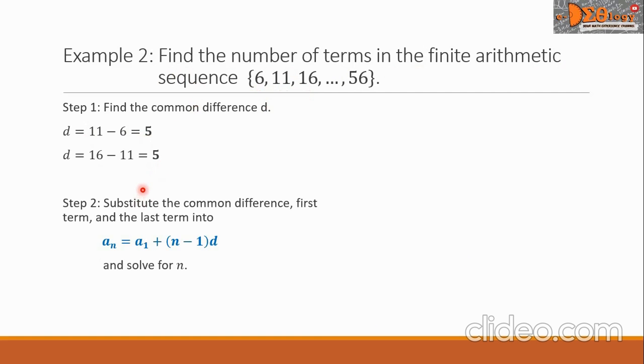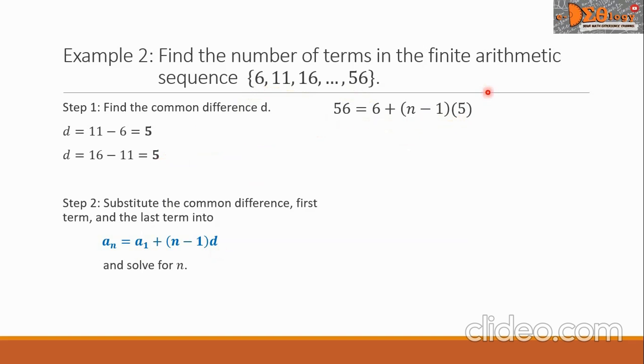Step 2, we will substitute the common difference, the first term and the last term respectively, into the general term formula. A sub n is the last term, that is 56. A sub 1 is the first term, and that is 6. So we have now here 56 equals 6 plus the quantity n minus 1 times the d. So we will use the value 5 that we got from step 1.